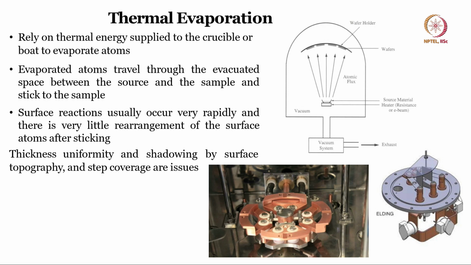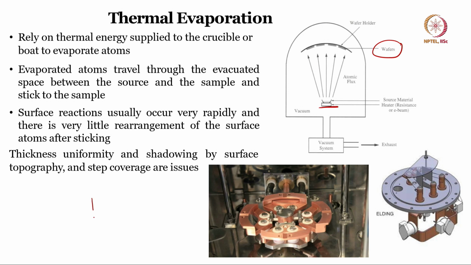So, coming to thermal evaporation, it relies on thermal energy applied to a crucible or a boat, as you can see here in this one, to evaporate atoms, and these atoms will evaporate and deposit onto the wafers. Surface reactions usually occur very rapidly, and there is very little rearrangement of the surface atoms after striking. Thickness, uniformity, and shadowing by surface topography and step coverage are the issues. So, thickness, because you have to be very particular about when to close the shutter, uniformity, and then step coverage.